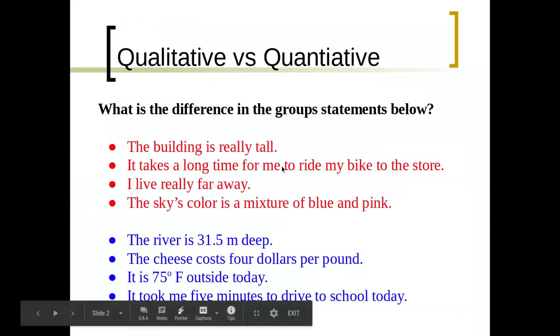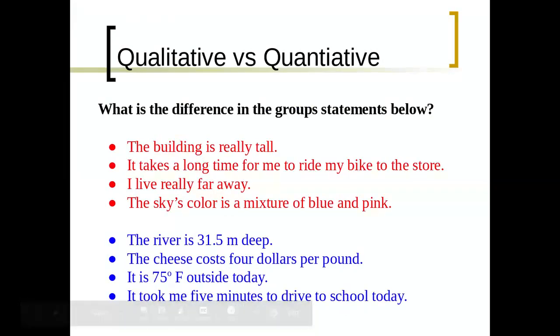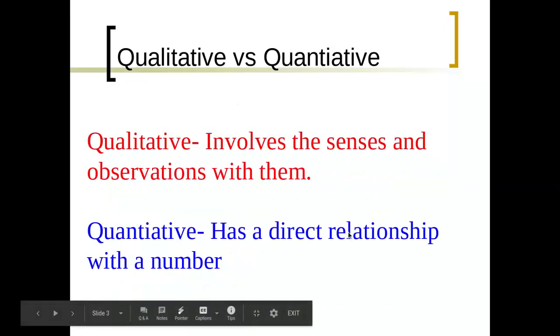So I want you to take a look at this list, the reds versus the blues, right? What is the difference in the groups of statements? If you look at the reds, what do they have in common and how are they different from the blues? I'm guessing most of you can pick this up right away. The reds are what we would call qualitative and the blues are what we would call quantitative, right? And that makes sense based on these definitions.